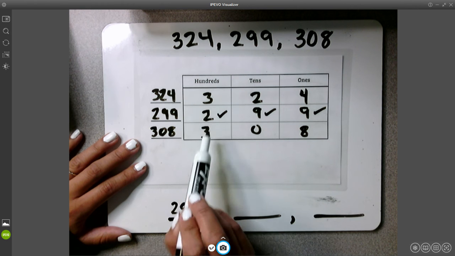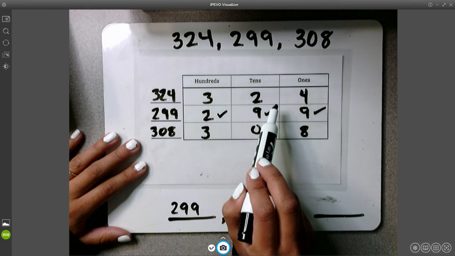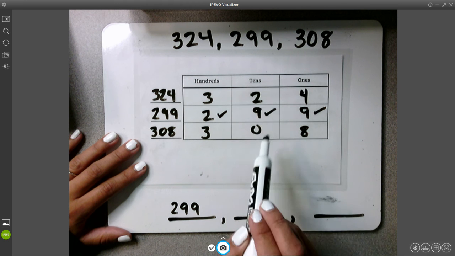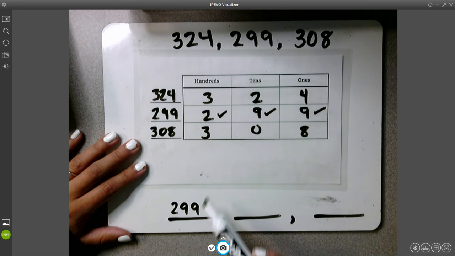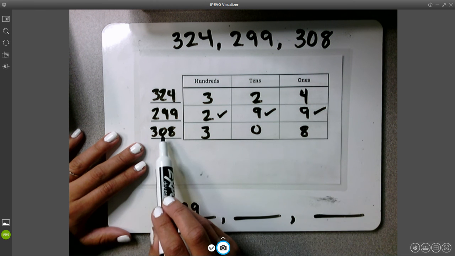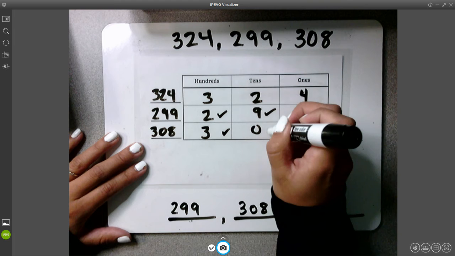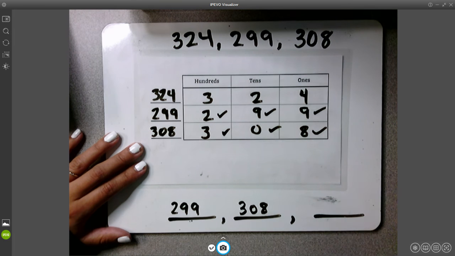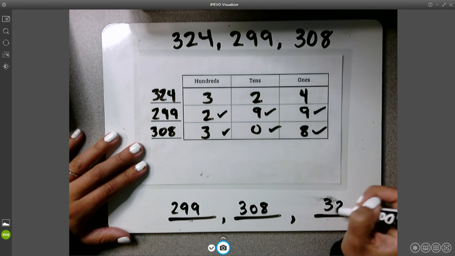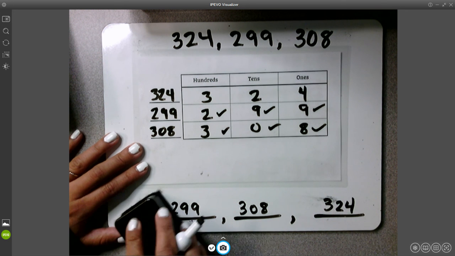Okay, now I'm going to compare my 3 and my 3. Those are the same, so I can't compare those. I'm going to go to my tens place. 2 and 0. Which one is the next smallest? Because remember, we're going from least to greatest. My next smallest is the 0. So this is my next number, 308. All right, and the only number I have left is 324. Very good, friends.